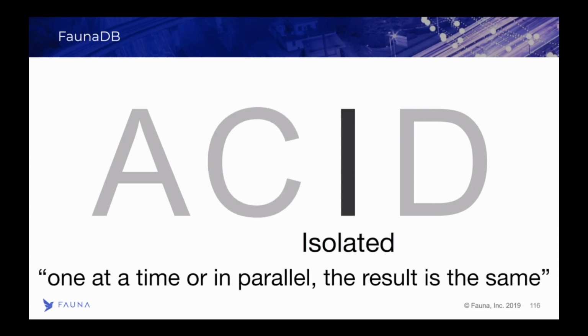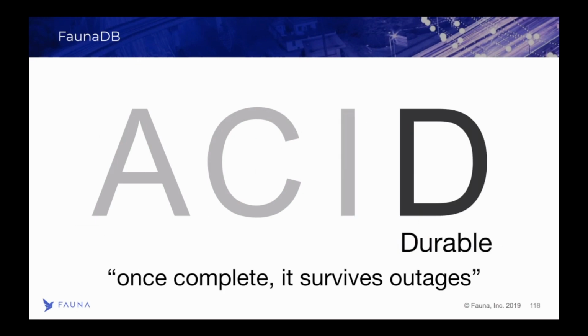I is for isolated. So whether you run it one at a time or in parallel, the result is going to be the same. So when you run your tests one at a time and then you throw it at the world and have everybody do everything in parallel, it behaves the same way. That's amazing. D is for durable. Once it's complete, it survives outages. Power goes out, you axe the cord, it's fine. Everything's still there.